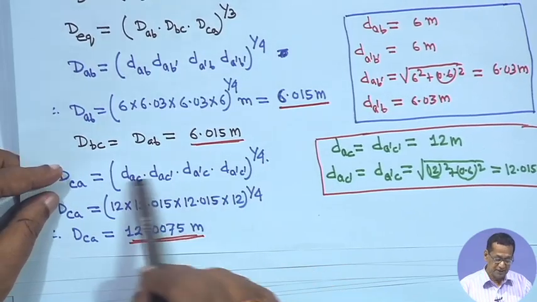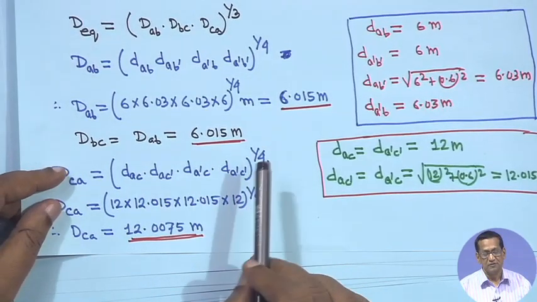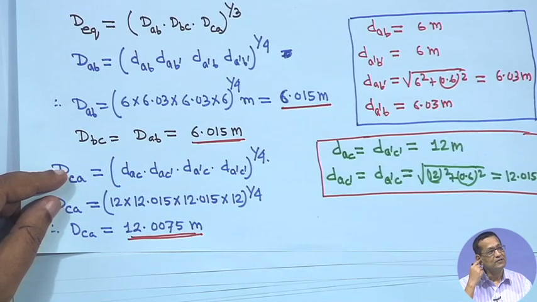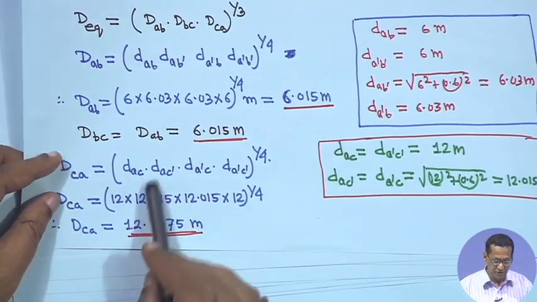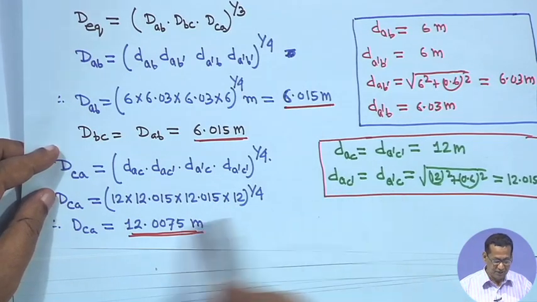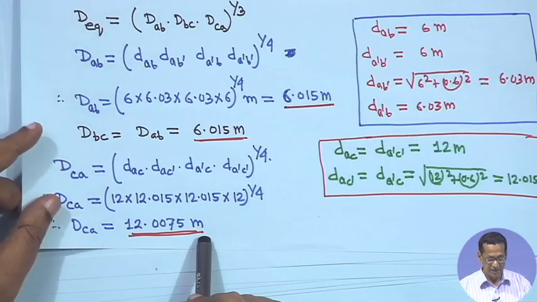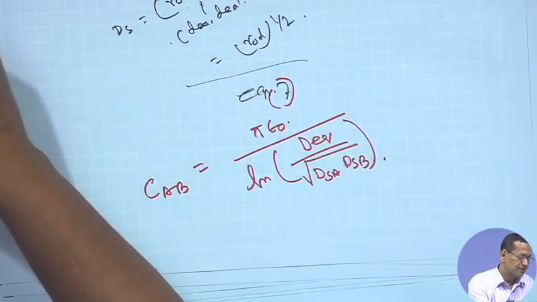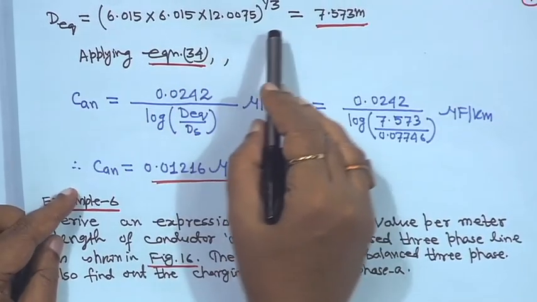I told you, find out all combinations and take it to the power 1 by 4, because in each phase 2 conductors are there. So, when you consider the mutual distances between them, the combination will be 2 into 2, 4. So, it is 1 by 4. Substitute all these distances, and you get 12.0075 meter, right.